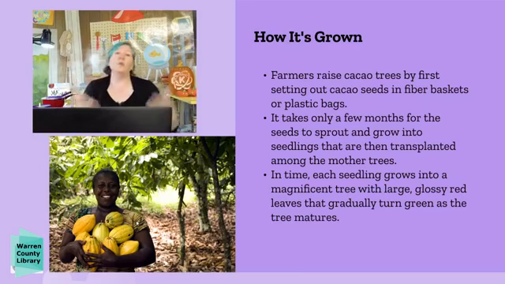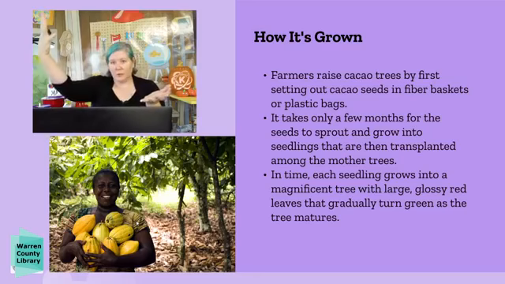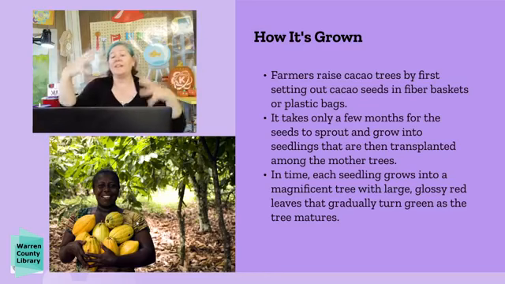Okay, so the farmers raise the cacao trees. They set out the cacao seeds in these fiber baskets, or sometimes in plastic bags. It only takes a little while for those seeds to sprout, and they grow into seedlings, and then they're transplanted among the mother trees. And those seedlings only take about 5 years to get to the point where they are large, glossy red leaves. They start with red leaves, they become green-leaved plants in about 5 years, and at that point, they're ready to start producing.